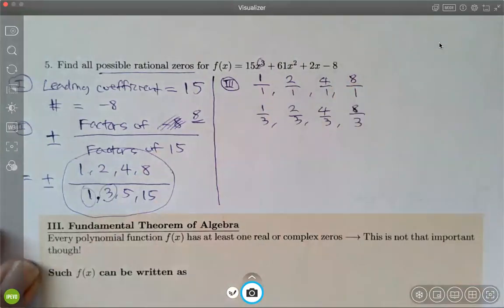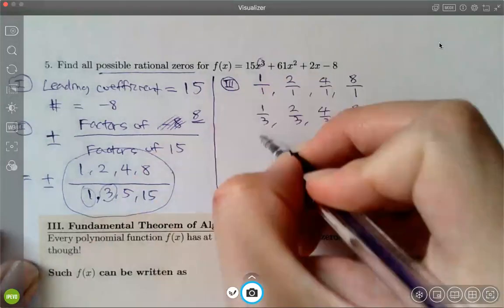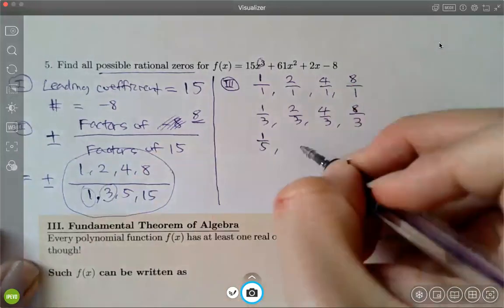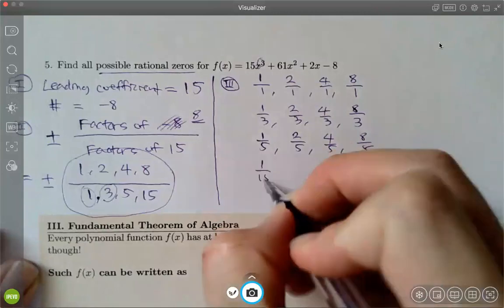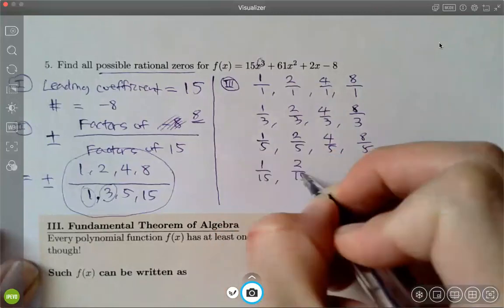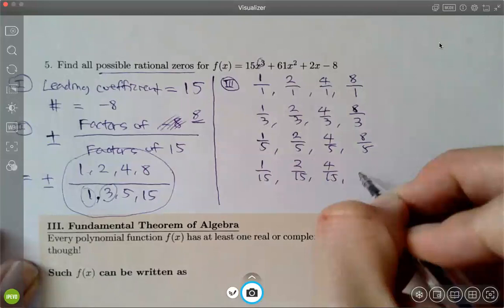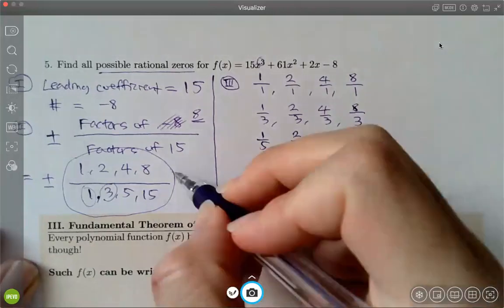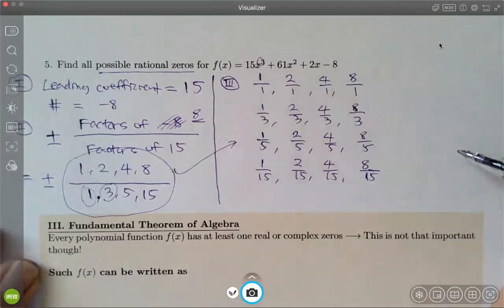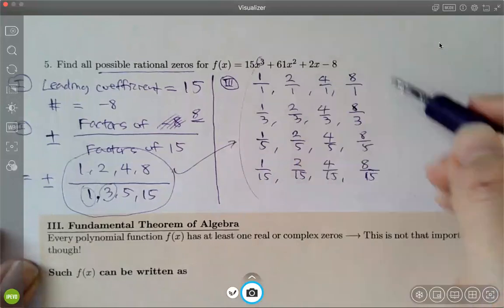Okay, so now hopefully you can see the pattern. Go to the next candidate at the bottom, which is 5, and then we have 1 over 5, 2 over 5, 4 over 5, and 8 over 5. And then the last candidate for the bottom, 15. So 1 over 15, 2 over 15, 4 over 15, and 8 over 15. So this fraction means this. And in front of this whole thing, you have plus minus, right?